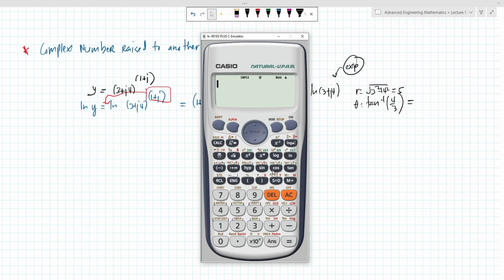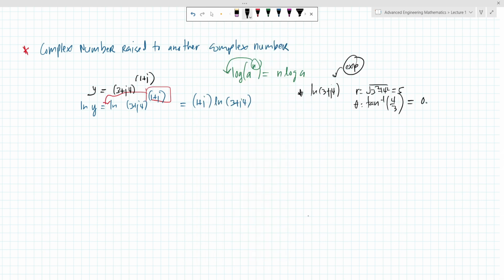So say for example when you get the arctan of 4 over 3. Take note our mode here is degree, so obviously the angle is in degrees now. If I change the mode into radian, it will give you the angle in radian. So that's how you do it. This is 0.9273 radian.